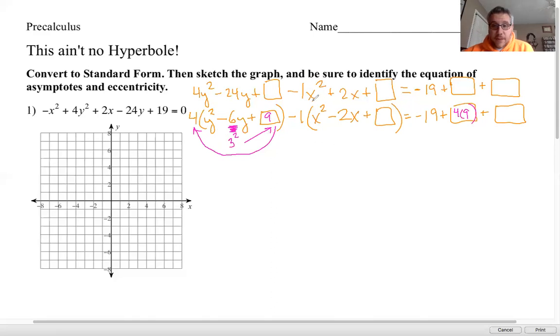Now for the x parenthesis to get the trinomial, same thing here. You take half of the x coefficient, half of 2 is 1, and 1 squared is still 1. To balance it out, we have this 1 here, but it's being magnified by this -1. So to balance the equation, we have to multiply by -1, which is coming from here, times this 1.